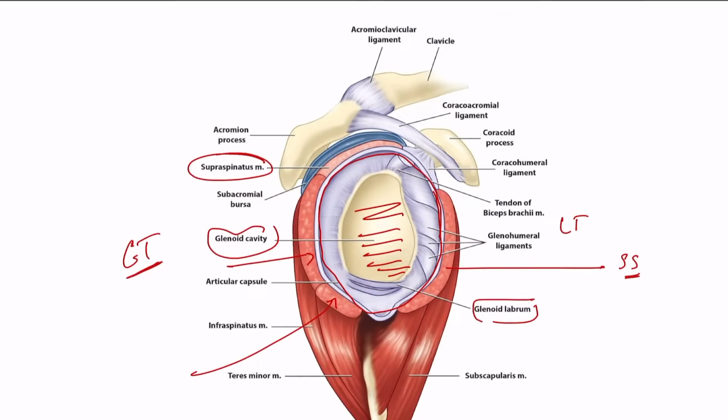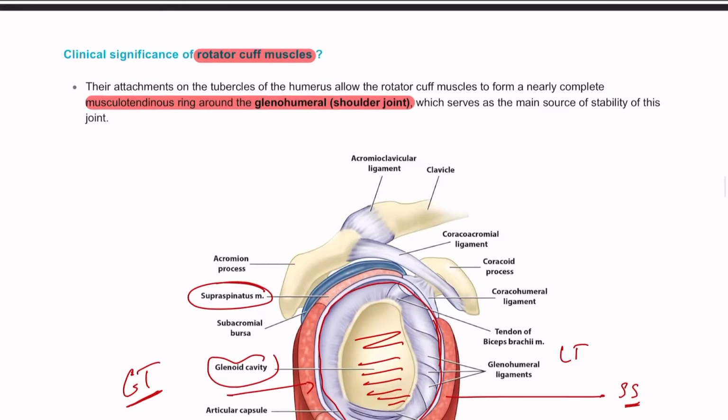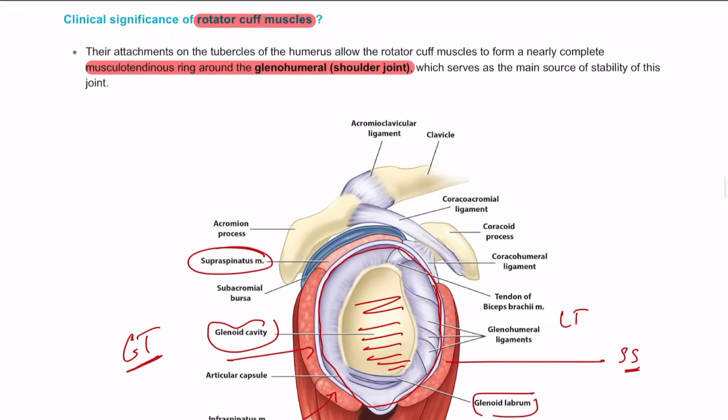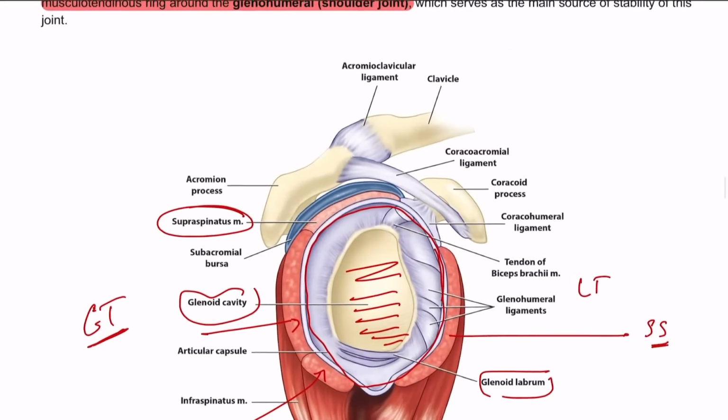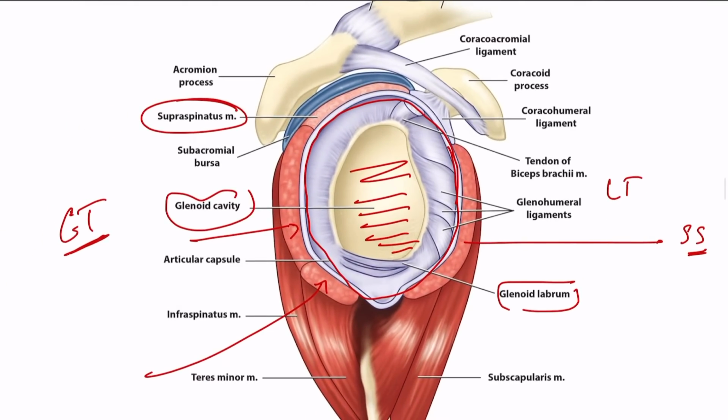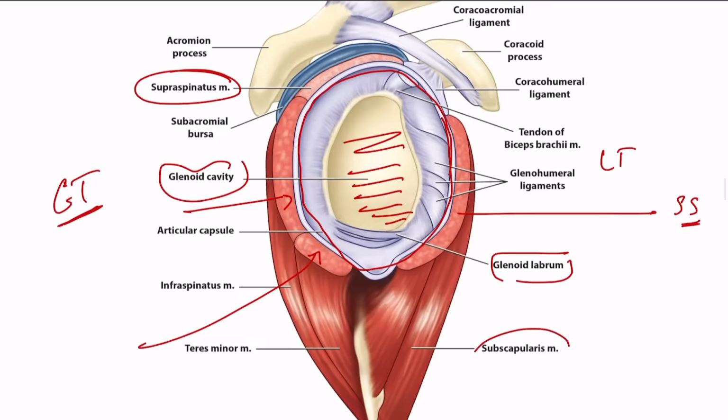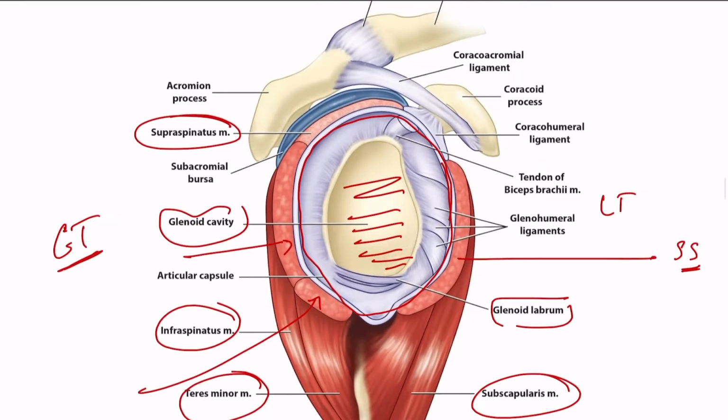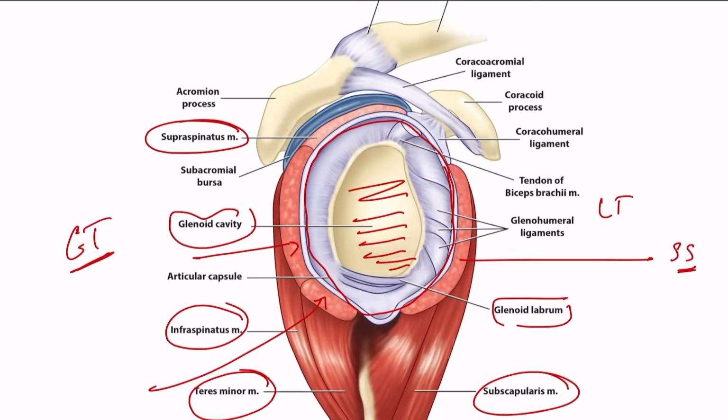And as we explained earlier, it will make a complete muscular ring, or musculotendinous ring, around the glenoid cavity to form the main source of stability for the joint. So this is subscapularis, and this is teres minor, and infraspinatus, and that's the articular surface. All right.